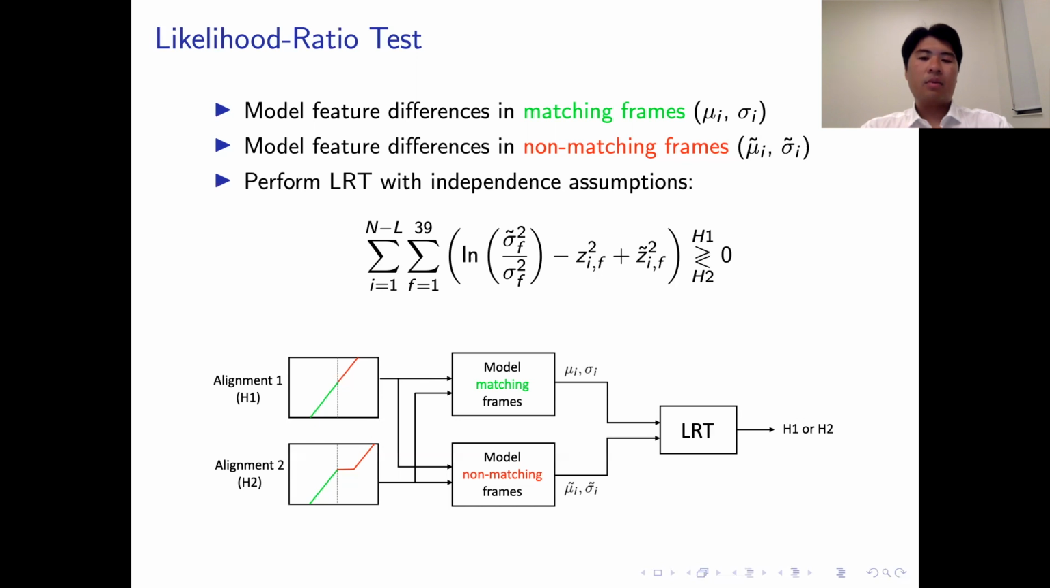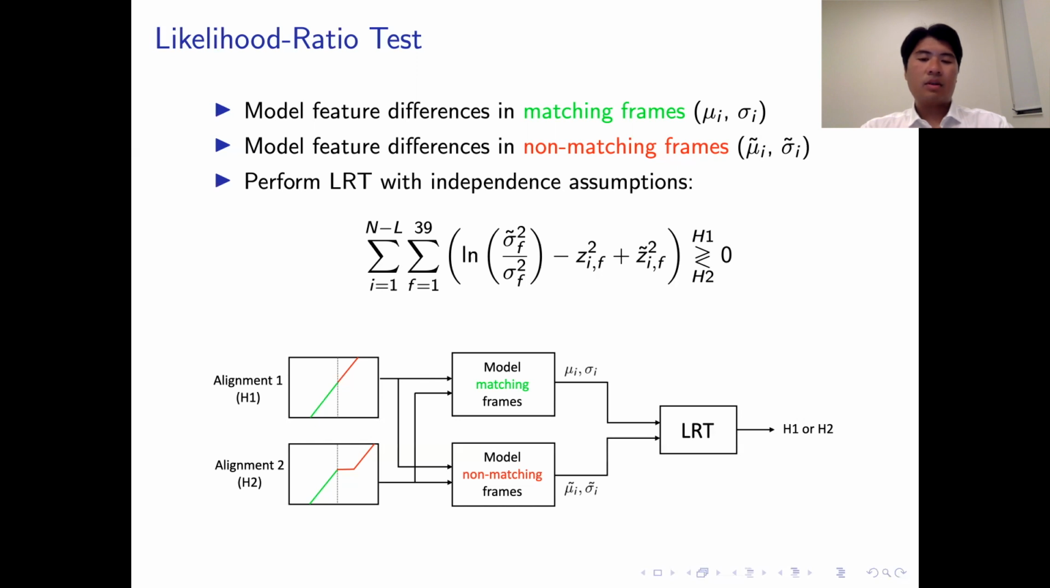In the figure below, the portion of the alignment paths that are in agreement are highlighted in green. For these matching frames, we model the observed feature differences with their mean and standard deviation. In our case, we use a standard 39-dimensional MFCC representation, so our model for matching frames consists of 39 means and 39 standard deviations. Each of these 39 scalar Gaussian models describes how different a particular MFCC feature is in matching frames. Next, we identify the elements in the two alignment paths that are not in agreement.